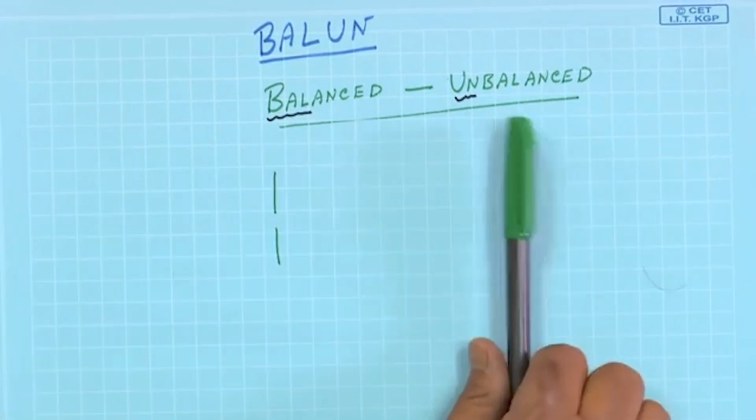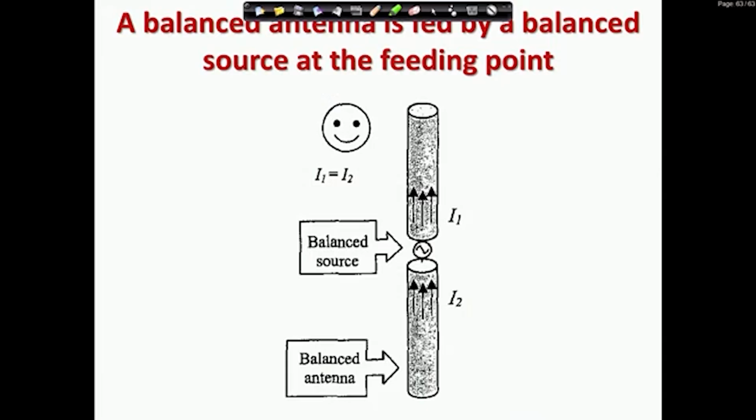Now, this can be done, please look at the view graph, if we put the source here. Generally we deal with balanced sources. Balanced source means it has a positive as well as a negative polarity. The positive polarity will be connected to one half, the negative polarity to the other. Balanced source, balanced antenna, no problem, and we can say that I1 is equal to I2.